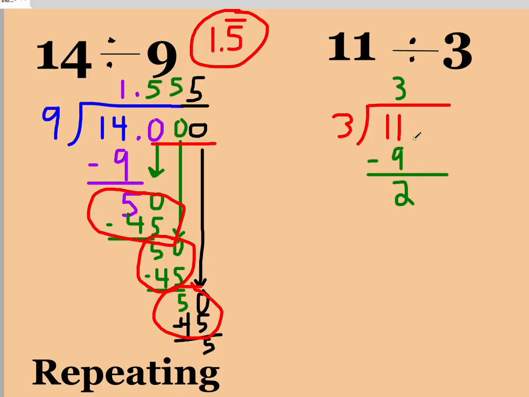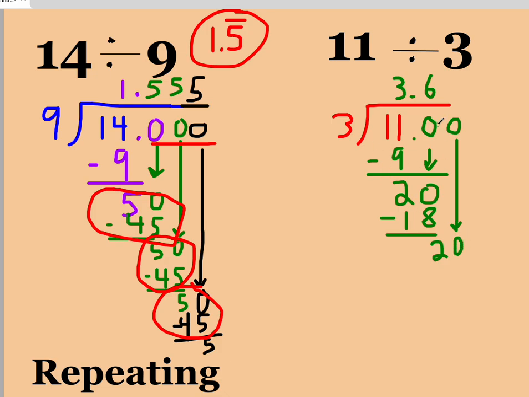Subtract and get 2. Now I have a remainder, so I'm going to use my decimal. If I drop down that 0, 3 goes into 20 6 times without going over, right? Because 7 times would be 21. That's close, but it's over. So I got to use 6 instead of 7. Subtract, I get 2.